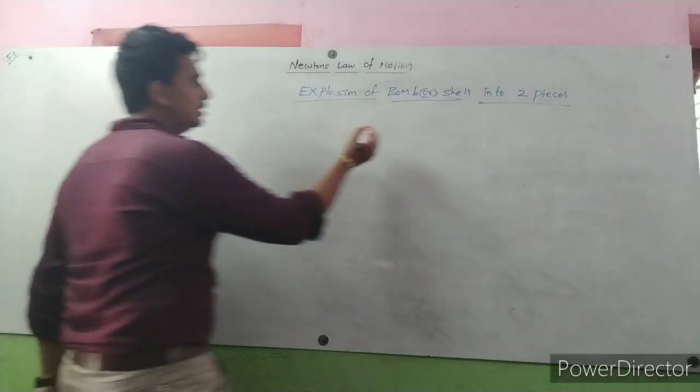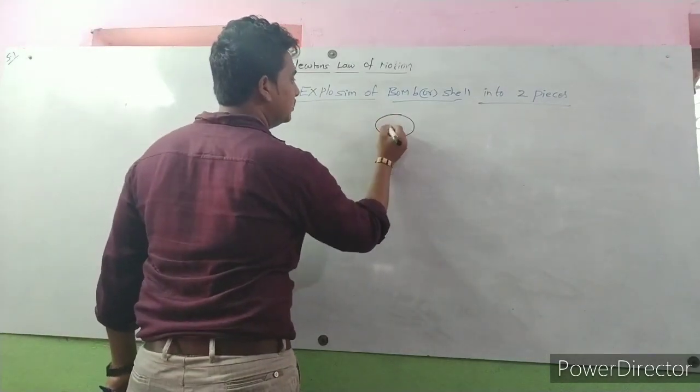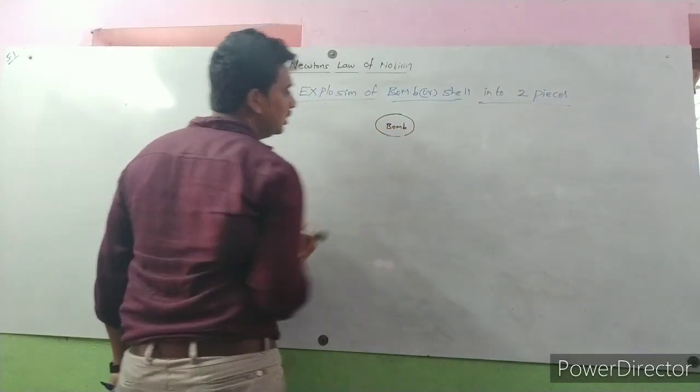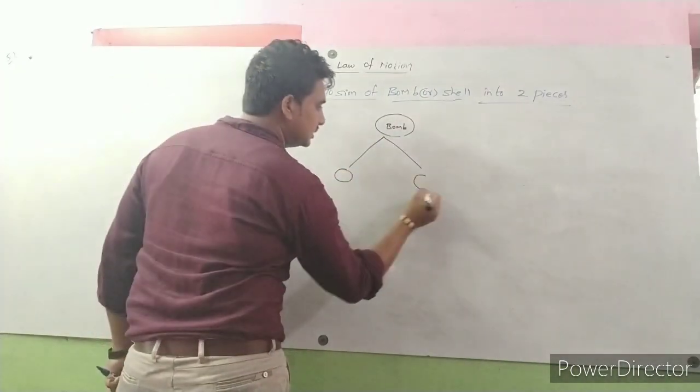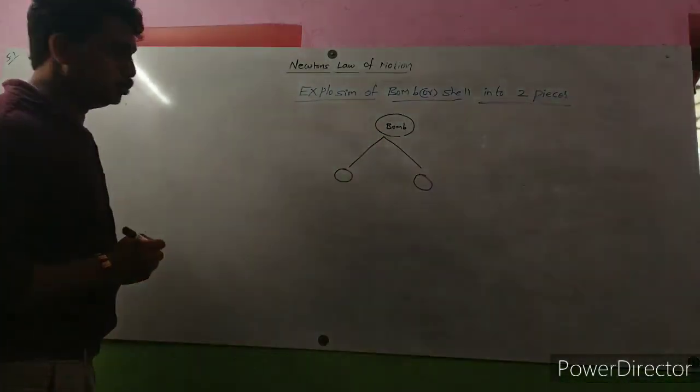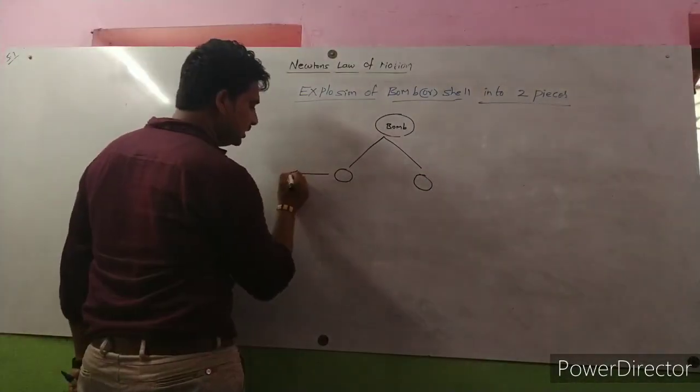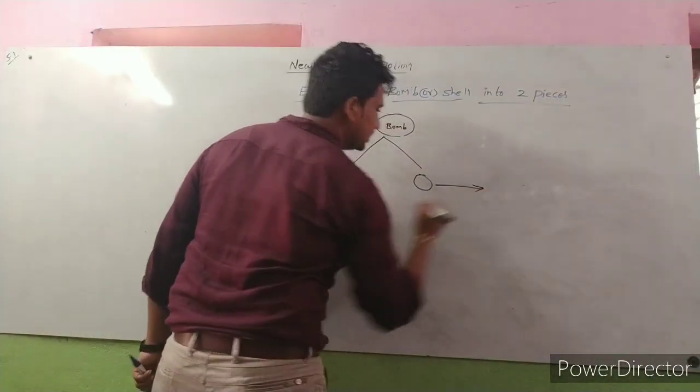So let us consider a bomb. This is a bomb. It explodes into 2 pieces. This is one piece, this is another piece. One moves in this direction, another one moves in this direction.